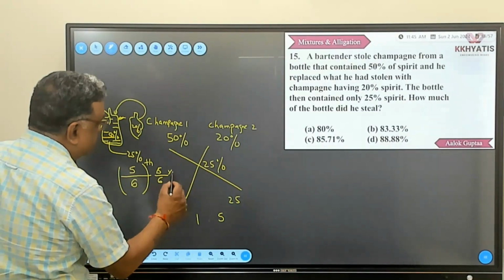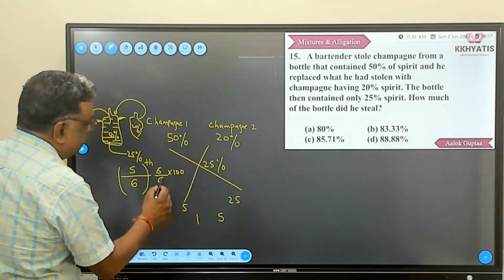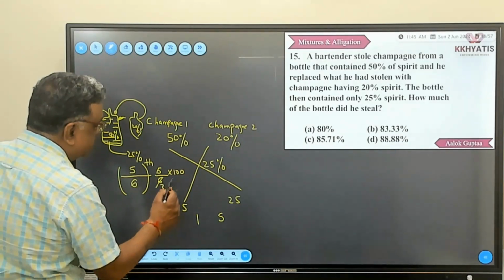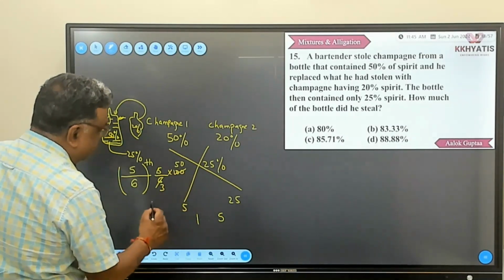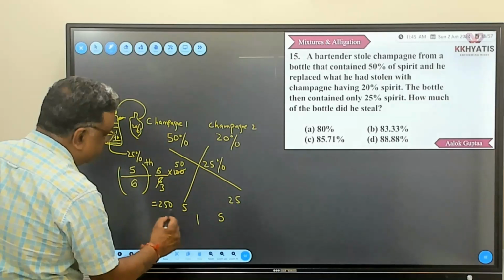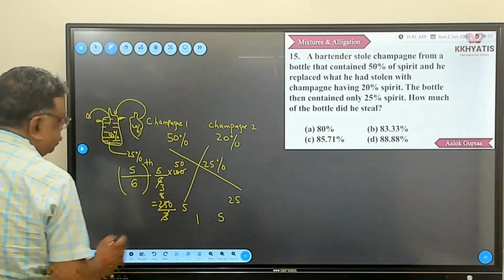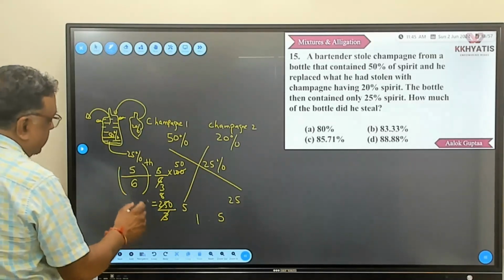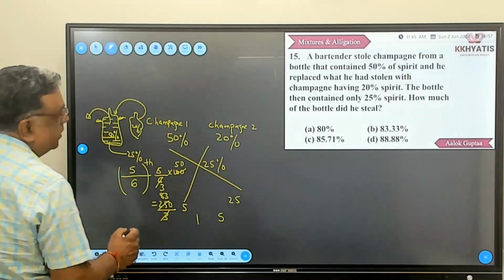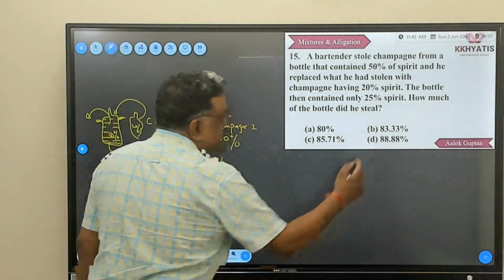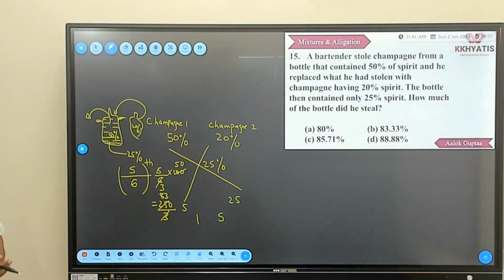5/6 into 100 is 250 by 3. 3 into 8 is 24, remainder 1, and so on. So there is only one option: 83.33% is the answer. Understood?